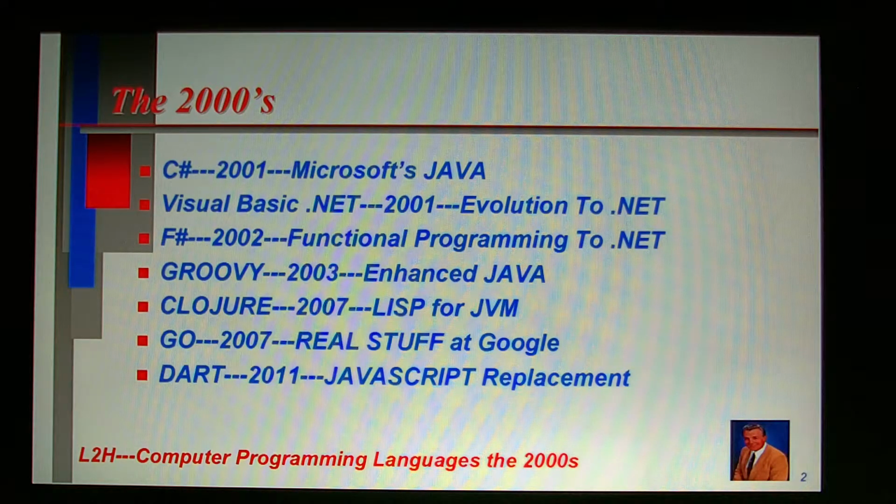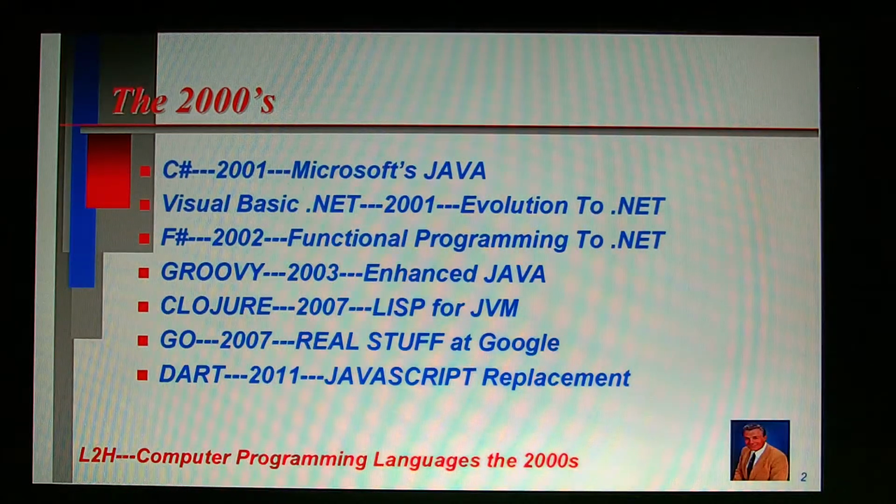Go was developed by Google as a proprietary computer programming language to provide the real stuff at Google, namely computer and web search, whereas Dart was developed by Google as an open source computer programming language principally to replace the JavaScript computer programming language with a compiled version, a compiled version to resolve security issues typically associated with non-compiled computer programming scripting languages.